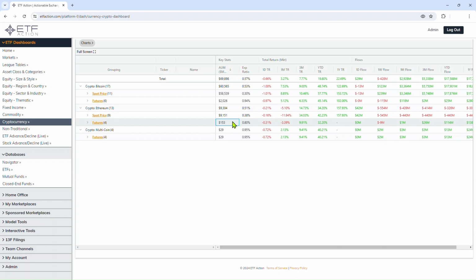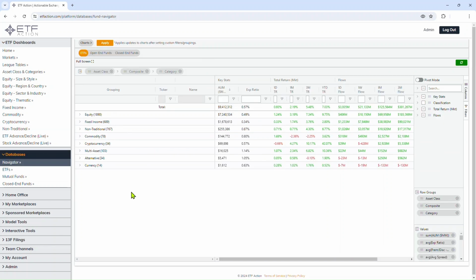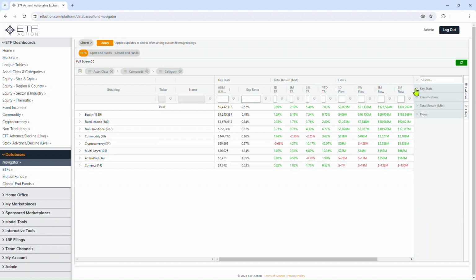But the way I want to look at it specifically today is to go into our navigator tool, because it gives me a little more flexibility to isolate the way I want to see the market. When I'm in the navigator tool, I'm just going to quickly set a filter to break it down to purely cryptocurrency ETFs, but I'm also going to include leverage and inverse cryptocurrency ETFs instead of just the long only strategies.